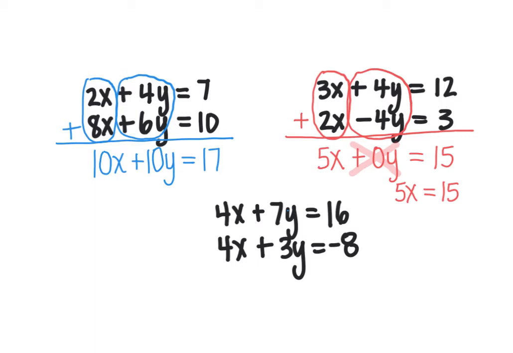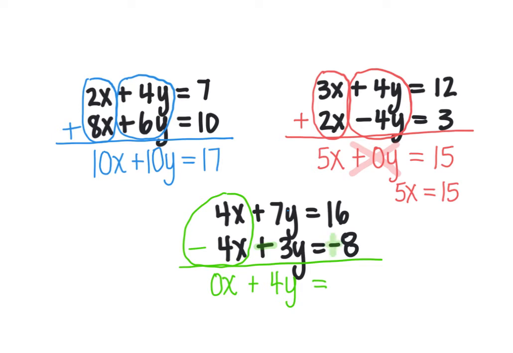In our third example, we can't add in order to eliminate a variable. We'll have to subtract. We'll do 4x, take away 4x to get 0x, and then we'll do 7y, take away 3y to get 4y. On the other side of the equal sign, we'll do 16 subtract negative 8, or 16 plus 8, which will give us 24. This will leave us with 4y equals 24. We have, in effect, eliminated the x value in this case. This would help us to be able to find the x value of the point of intersection once we determine the exact value of y where the two lines cross.